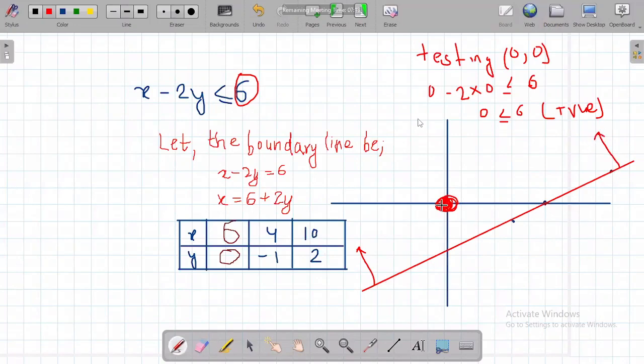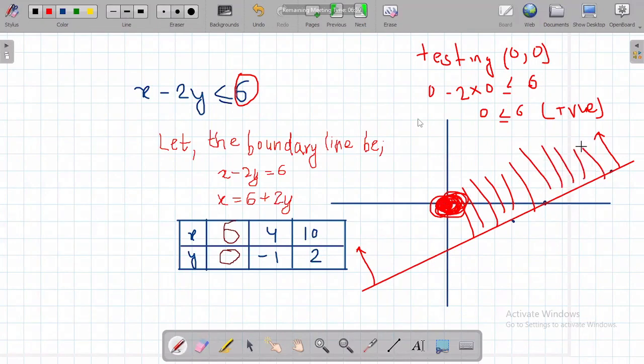Because we are testing this point. When the testing point gives the origin, I mean to say that is a true result, then the arrow also should be towards the origin. So this is the boundary region. I hope that everybody has understood the way of finding the boundary region of any inequalities. Now let's go to the next.